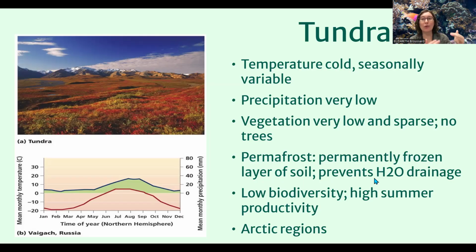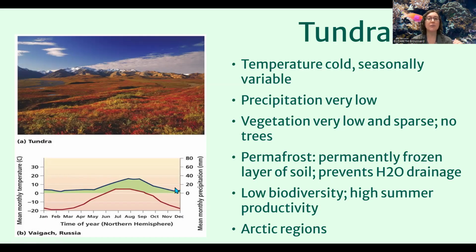Because of that, we're going to have very low levels of decomposition. If it's frozen, you can't really do anything. Nothing's really moving and grooving when you have low levels of temperature. So we're going to have low biodiversity, again, because of the low temperatures and low precipitation. Can't have a lot of plants. If you don't have a lot of plants, you're not going to have a lot of animals. So low biodiversity.